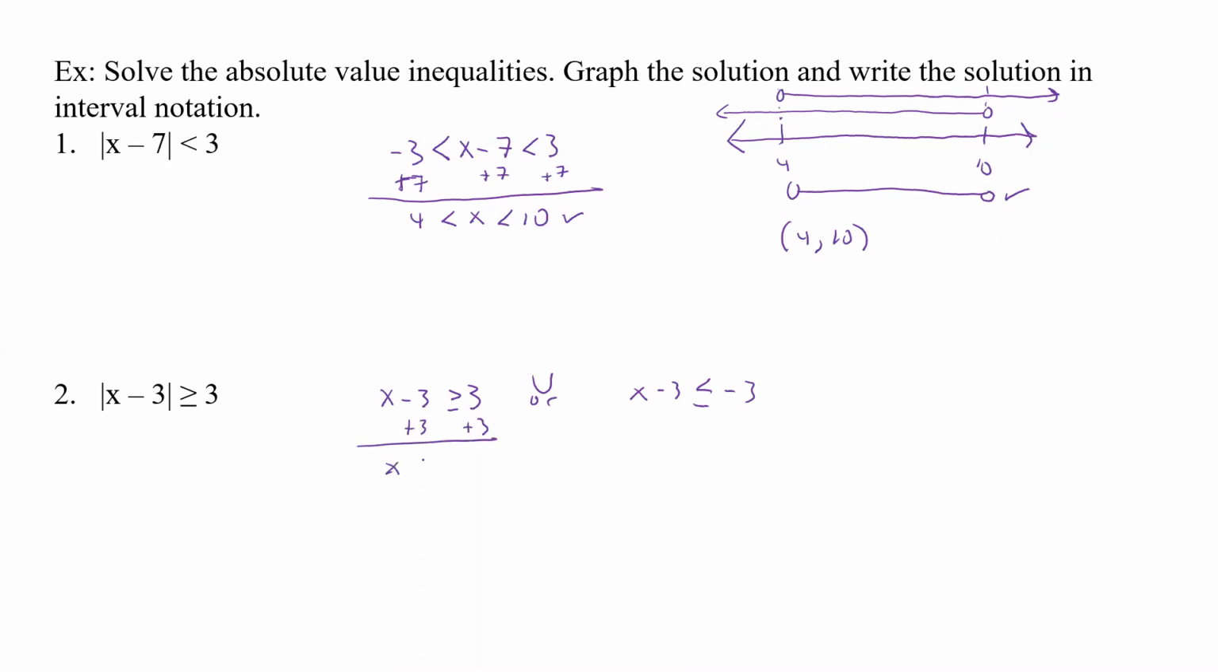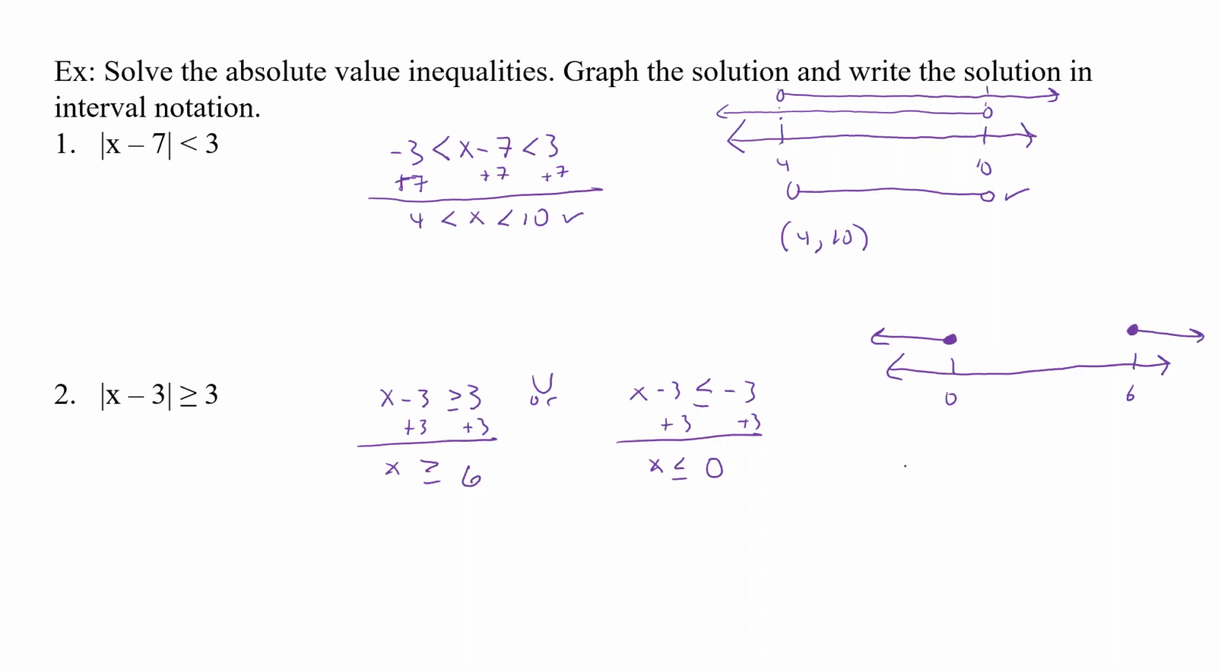So x is going to be greater than or equal to 6. Here we're going to add 3, and x is going to be less than or equal to 0. Okay, so what does that look like graphically? We have our 6 here, we have our 0 here. So it's going to be less than or equal to 0. So that's going to be solid less than or equal to. And here it's going to be greater than or equal to 6. So solid to the right.